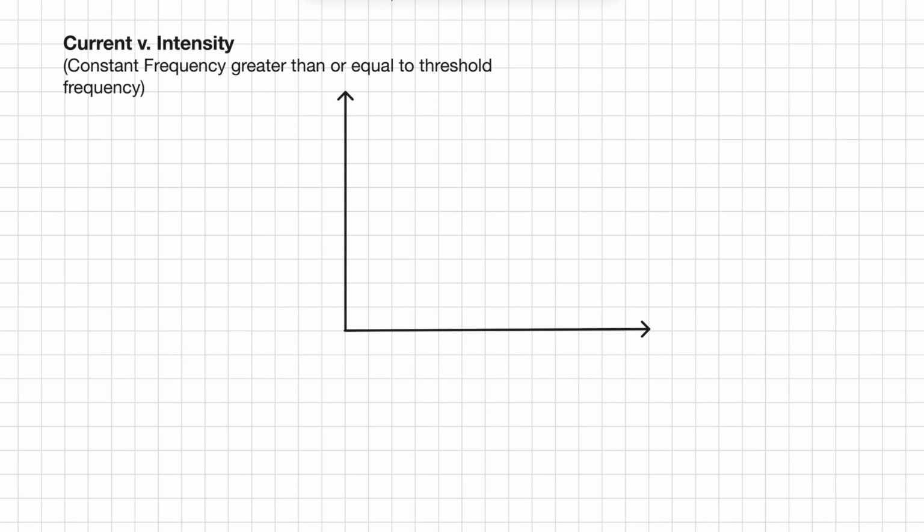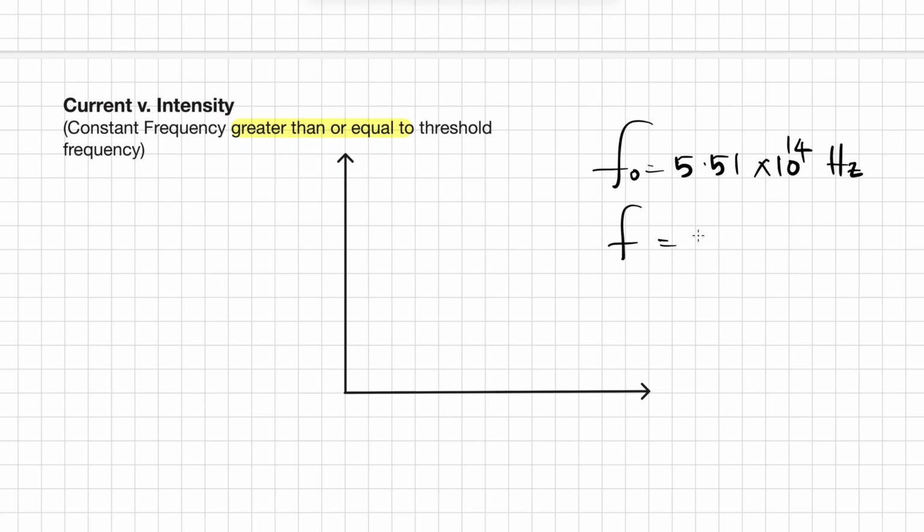So in the third case, we are using again constant frequency, but this time greater than or equal to the threshold frequency. So we know the threshold frequencies, we are using sodium, so threshold frequency is 5.51 times 10 to the power of 14 hertz. Let's say we are using an electromagnetic source that emits a radiation with frequency 6 times 10 to the power of 14 hertz. So the frequency is greater than the threshold frequency. So there will be photoelectric emission.